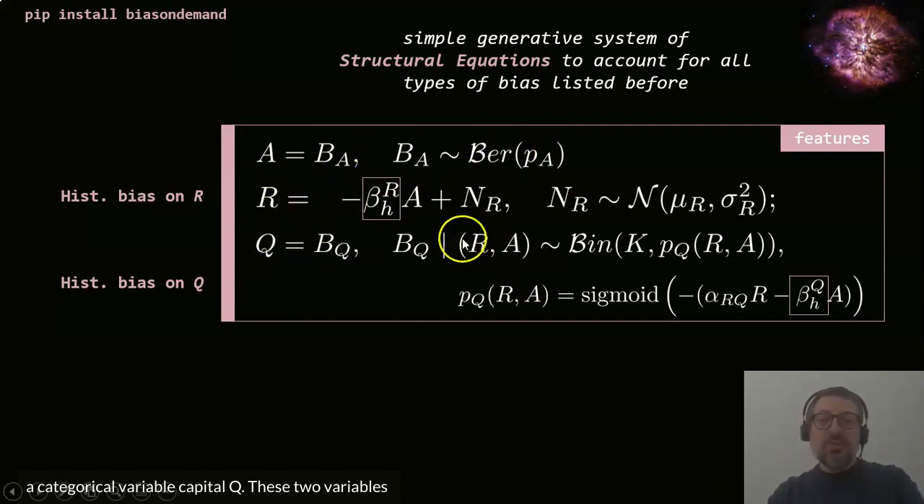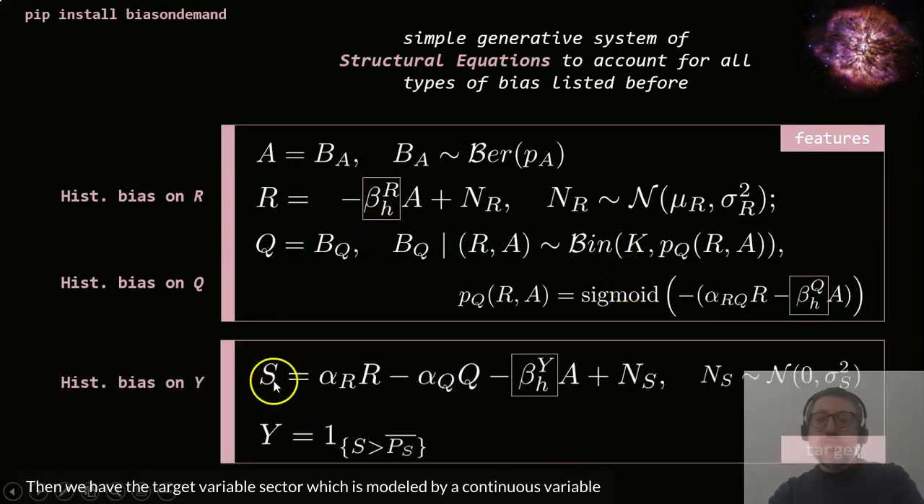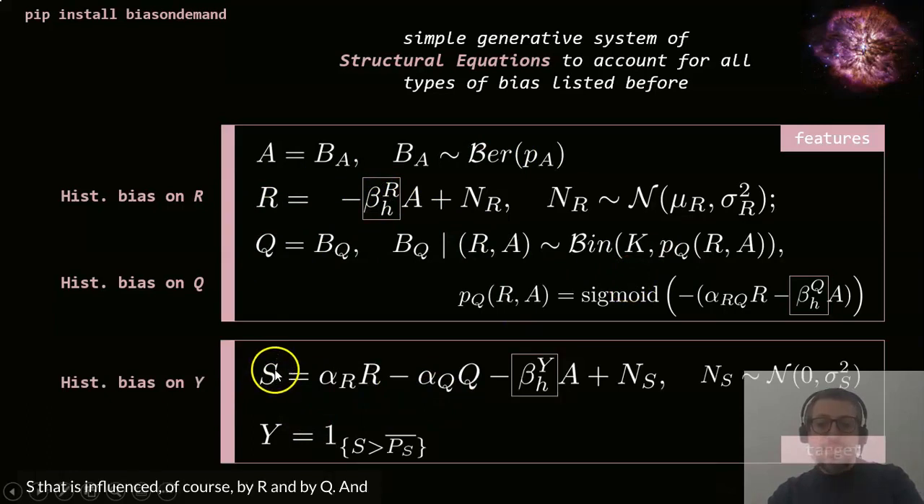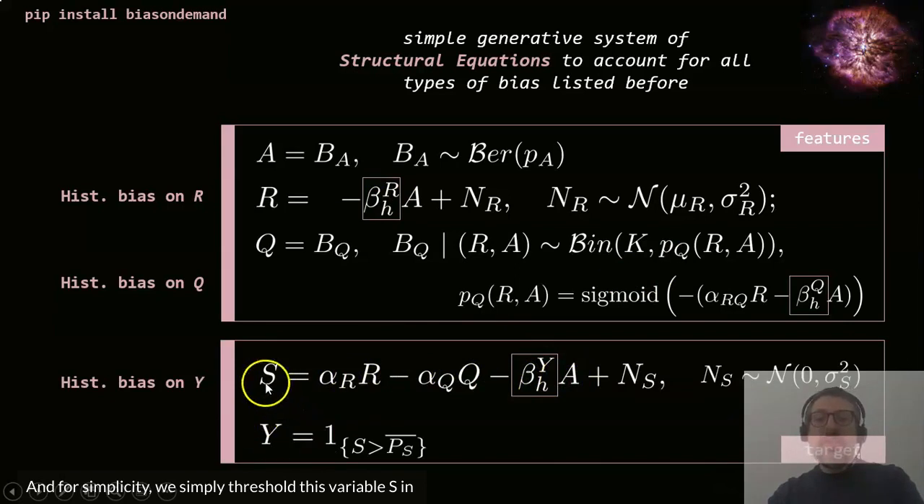These two variables may be impacted by historical bias, by controlling these parameters, beta of R and beta of Q. Then we have a target variable sector, which is modeled by a continuous variable S that is influenced, of course, by R and by Q, and possibly, if there is historical bias on Y, also by A, the sensitive attribute. And for simplicity, we simply threshold this variable S in order to get a binary classification problem.